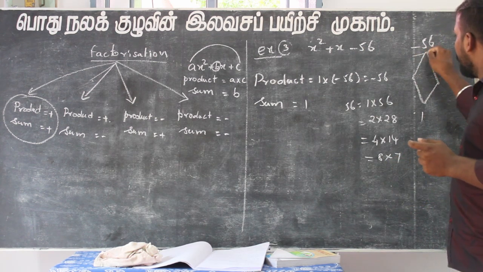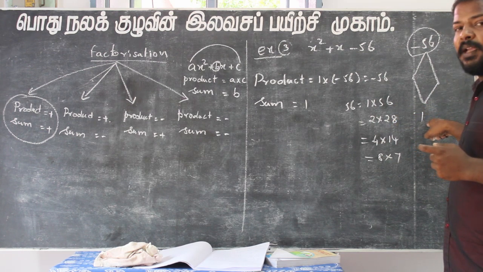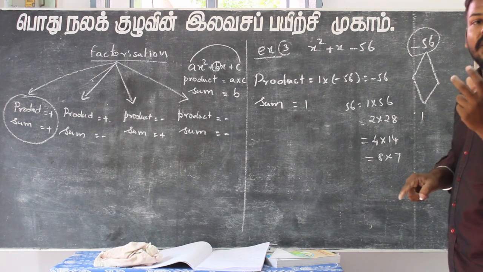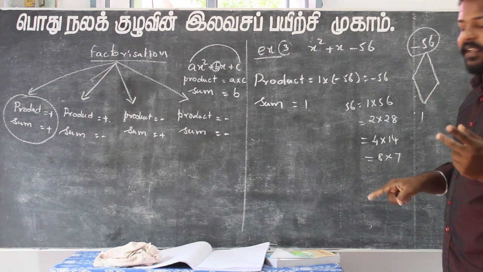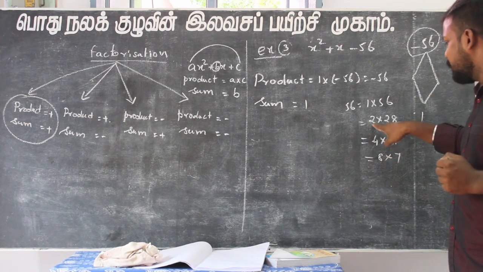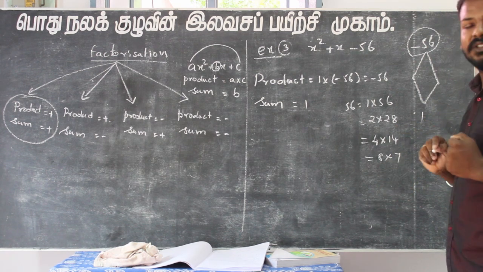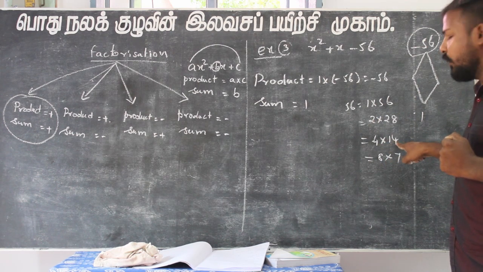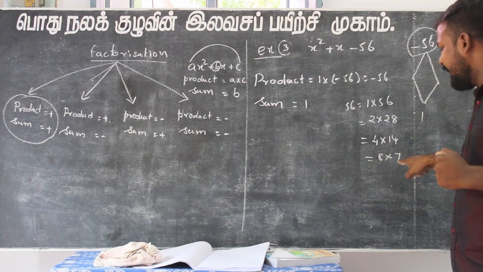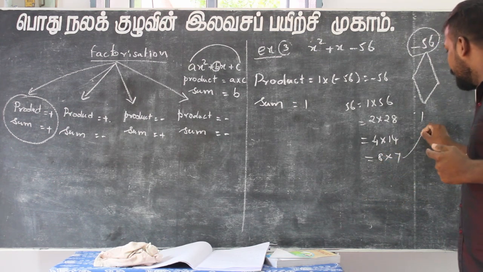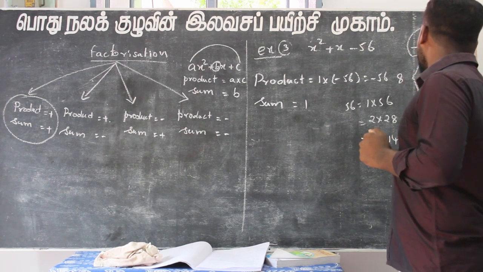So if your product is positive, we want to add the numbers to equal your sum. But here the product is negative, so we want to find the difference of these two factors. So 1 and 56, the difference is 55. So 55 is not equal to 1. Second one, you check 2 and 28. What is the difference of 2 and 28? You will get 26. 26 is also not equal to 1. So 4 into 14: the difference of 4 and 14 you will get 10. What is the difference of 8 and 7? You will get 1. So it is matching your sum. The difference of 8 and 7 is 1. So we will choose 8 and 7.